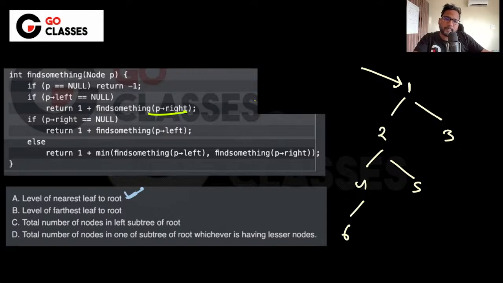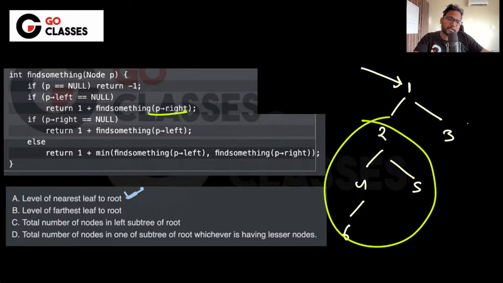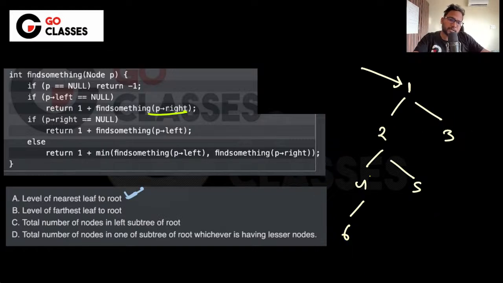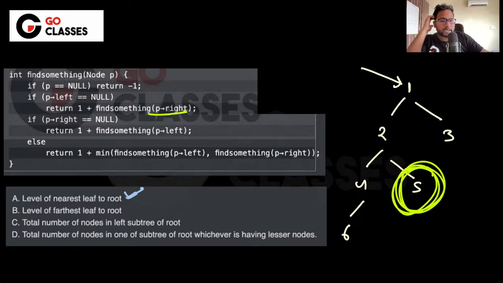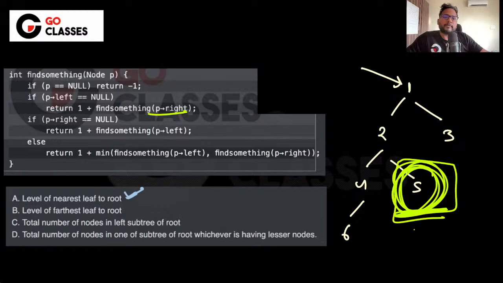Then you will find out the minimum of this and this, right? 1 plus minimum of this and this. Now if you go here, you will say 1 plus minimum of this and this, right? And if there is only one node, then what will it be returning? Since left is null, right will anyway return -1, then -1 plus 1 is 0, right? The leaf node, if it is the only single node, will anyway be returning 0. Both will be returning 0.